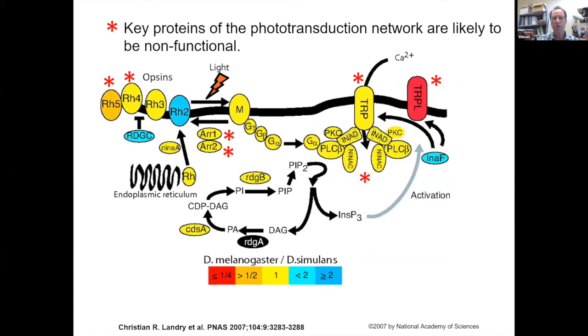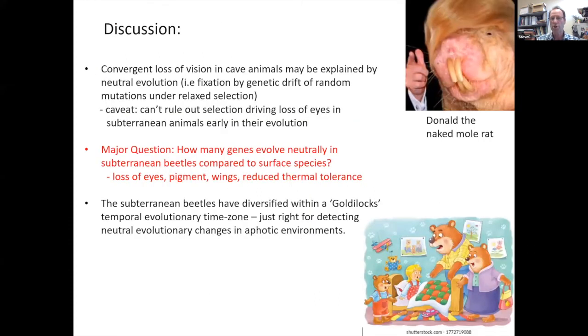So all of these particular proteins are key elements of the phototransduction network, the opsin genes detecting the photons of light, the TRP channel genes in the inner C leading to the calcium ion channel response, and arrestin genes converting the rhodopsin back to its native form. So in discussion, convergent loss of vision in cave animals may well be explained by neutral evolutionary processes. So the fixation by genetic drift of random mutations under relaxed selection.